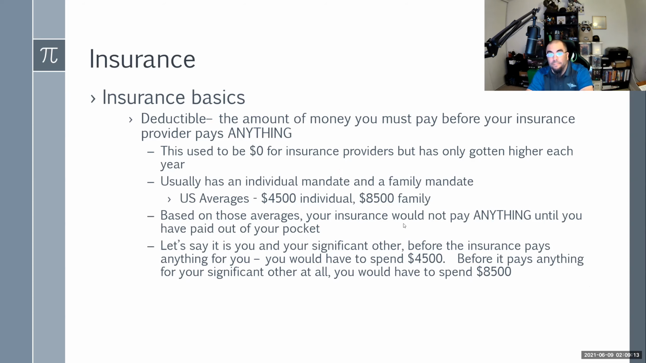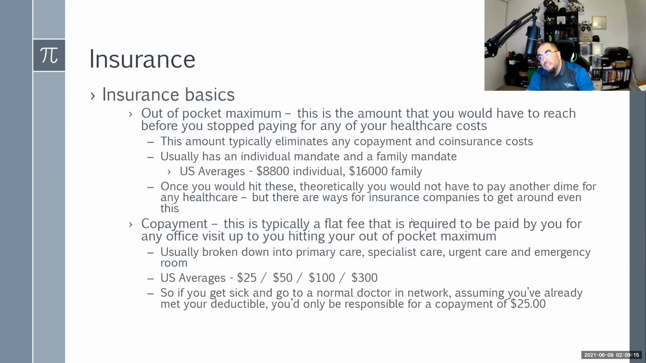your pills, stuff like that. Your out-of-pocket maximum is the maximum you would have to reach before you stop paying for any of your healthcare costs. This typically eliminates any copayment, co-insurance costs, or anything like that. In the United States, there is an individual and a family out-of-pocket maximum. The individual maximum is about $8,800. The family maximum is $1,600. Once you hit these, theoretically, you would not have to pay another dime for healthcare. But there are ways for insurance companies to get around this and still require you to pay some of your care. There are loopholes to the out-of-pocket maximum.